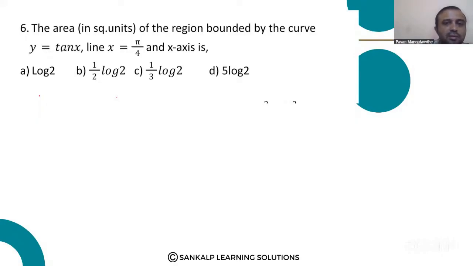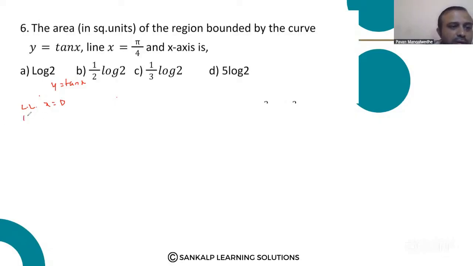So which means that, if we start, the region is bounded by the curve y is equal to tan x, and the x-axis. The lower limit is x is equal to 0. I'll write it as LL, lower limit, because it is given that there is the x-axis. Whenever the x-axis is there, y is equal to 0. So tan x is equal to 0 at x is equal to 0.